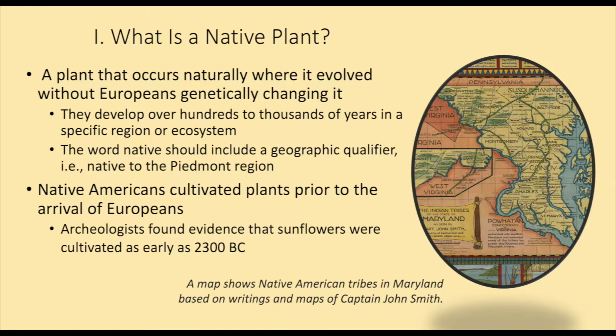What is a native plant? This is the most commonly accepted definition. Natives occur where they evolved without Europeans having genetically changed them. They evolved along with the insects that pollinate them over hundreds or thousands of years. They should be referred to by the region in which they are found, like the Piedmont region.